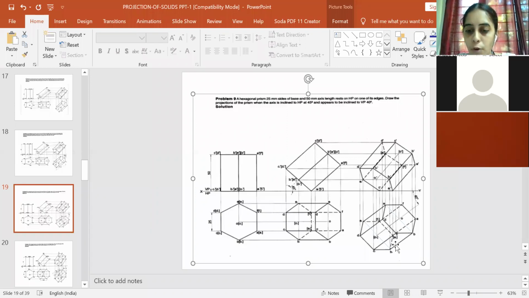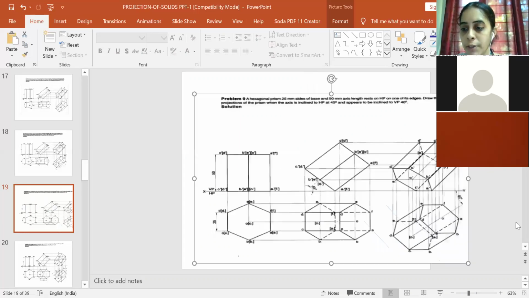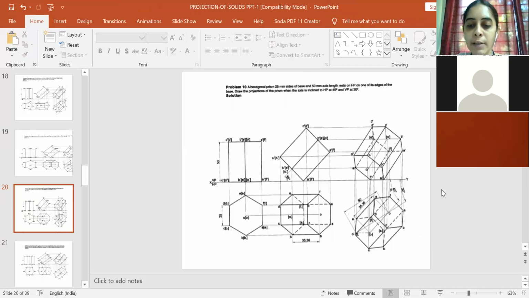Okay, so here what happens is you will join from E to E1 and B to B1. Remaining sides were already joined. So now we have shifted the given problem to 40° to VP, meaning the axis is inclined 40° to VP. After that we will take the projections above from each corner. You should be very careful in taking the projection from each corner. If you miss anything, it will be difficult.